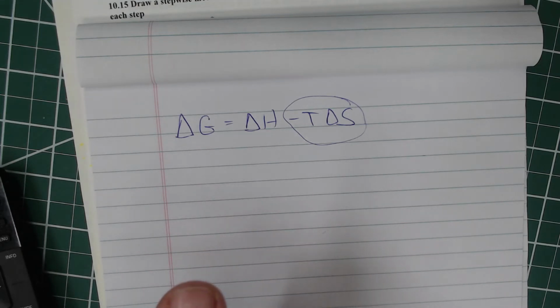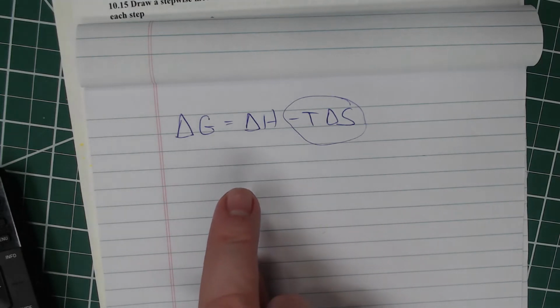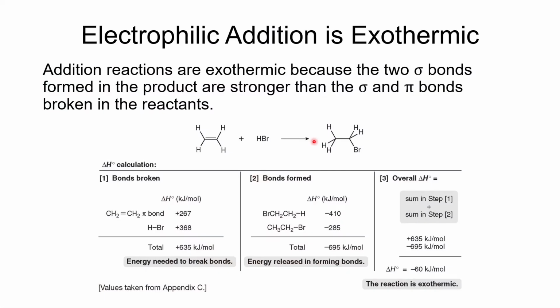That's why for all of our electrophilic addition reactions, delta G is going to be negative. If it's non-negative, we're not doing the reaction. All right, so I like to point that out because it is a relevant fact.